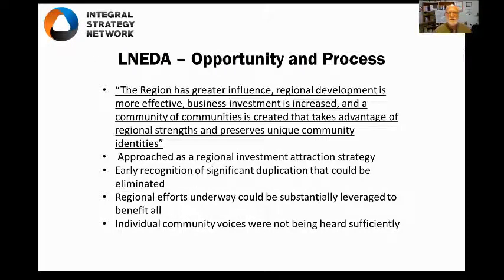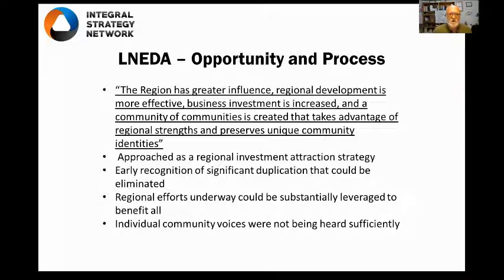The Leduc-Nisku Economic Development Authority was another business investment attraction strategy, and they felt that they needed to bring the region together. Ruth also stressed that regional strategies and regional approaches to regional economic development are looked upon much more favorably. You have a lot more assets and benefits available to you, and a community that presents itself as a part of a bigger region has a lot more to offer to businesses.